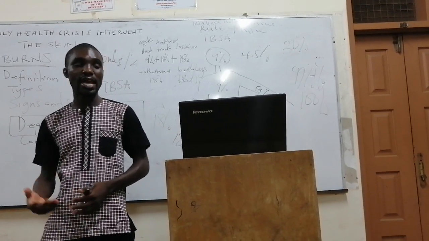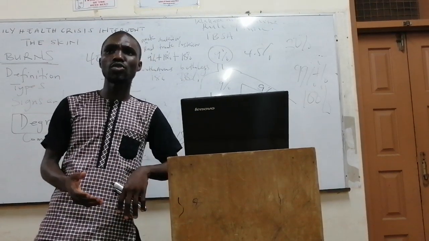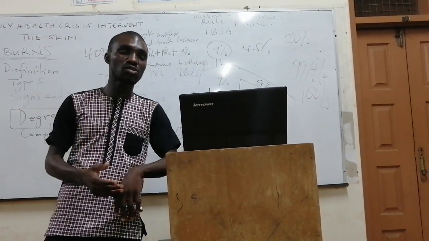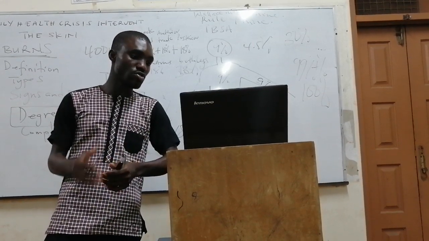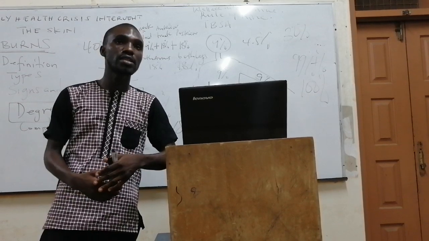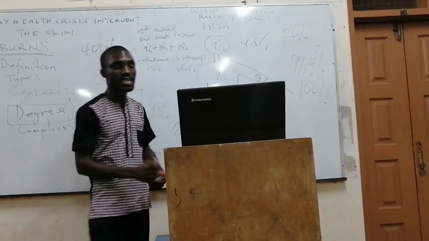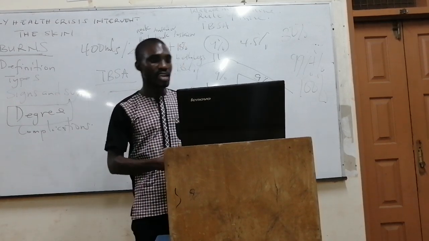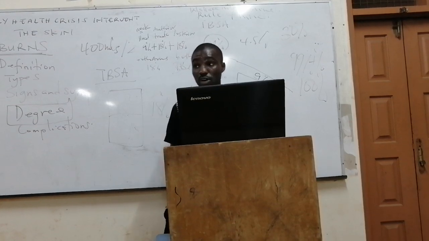The kind of fluid to give will depend on the vital signs. So if the BP is low, then it means that prescribed normal saline will be given. And if the RBS is low, the person is going into hypoglycemia, then dextrose normal saline can be given. So the fluid will depend on the vital signs of the patient.